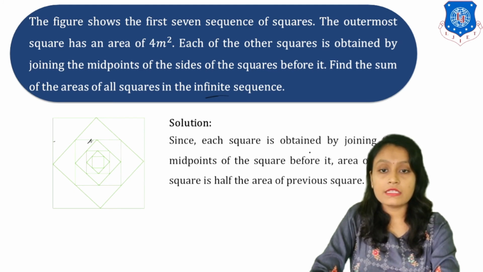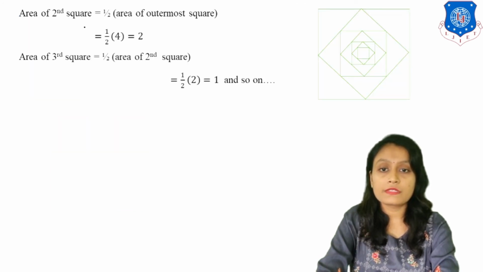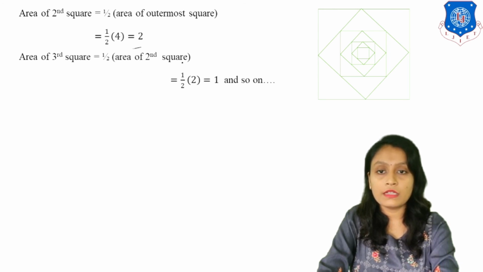Since each square is obtained by joining the midpoints of the square before it, the area of the square is half the area of the previous square, right? So the area of the second square is equal to half the area of the outermost square. Now we know the area of the outermost square is 4, so you will get the area of the second square as 2. Now the area of the third square is equal to half the area of the second square. The area of the second square is 2, so the area of the third square will be 1.